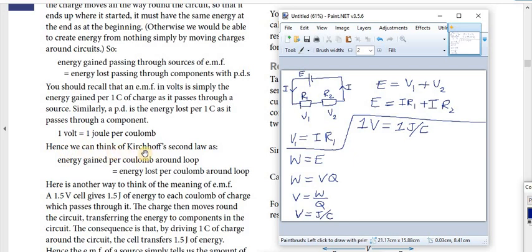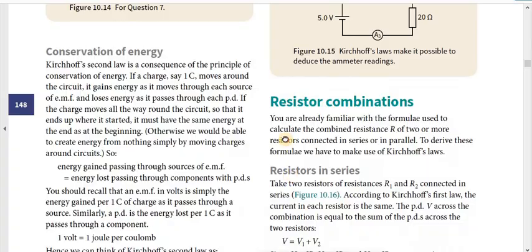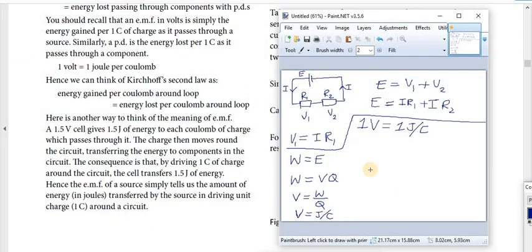And so hence we can think of Kirchhoff's second law as energy gain per coulomb around the loop is equal to energy lost per coulomb around the loop. Okay, they don't have a diagram here, but anyway, we can go through this part. Here is another way to think of the meaning of EMF. A 1.5 volt cell gives 1.5 joules of energy to each coulomb of charge which passes through it.